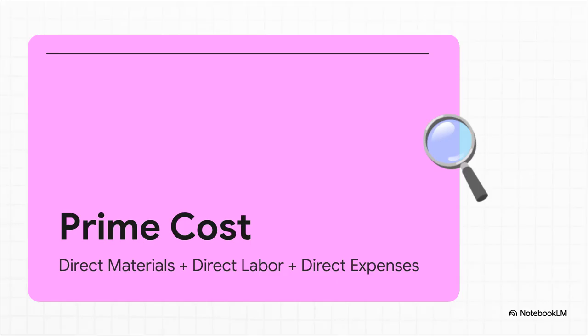Now, right within that production side, there's a very special metric we look at. When you take all your direct, highly traceable production expenses, so your direct materials, direct labor, and any other direct expenses, they combine to form what management accountants call the prime cost. Think of this as the holy grail number. It is the absolute baseline, the core cost of creating a single unit of your product before any of that messy general overhead gets involved.